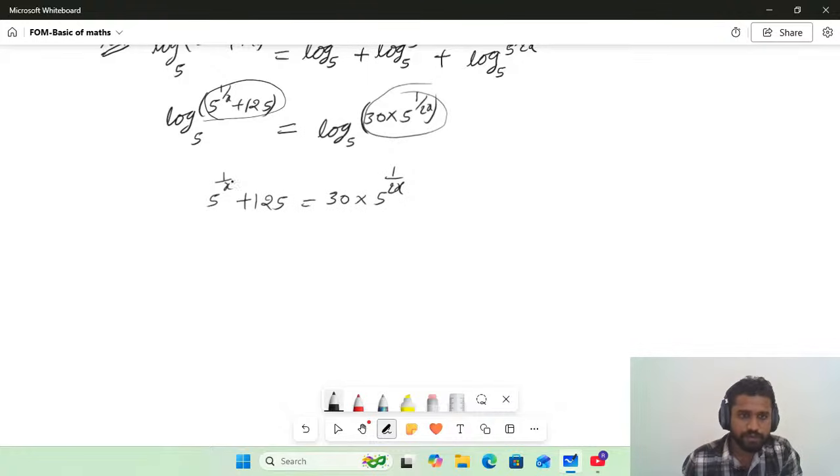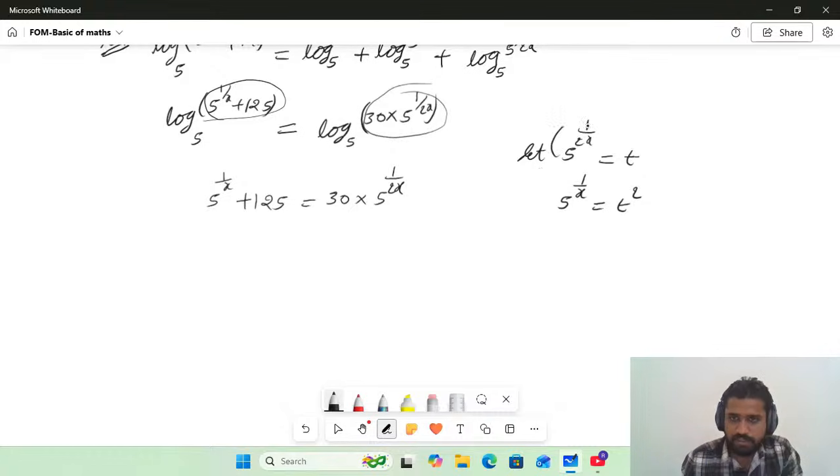Now we need to assume 5 power 1 by 2x as t. Let 5 power 1 by 2x equal t. Now, by squaring on both sides, what does 5 power 1 by x become? It will become t square.